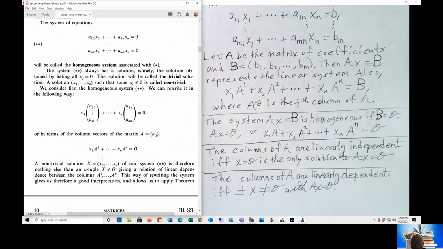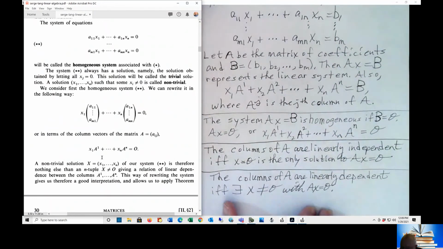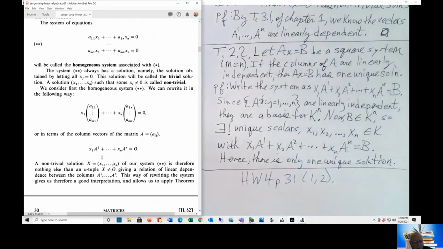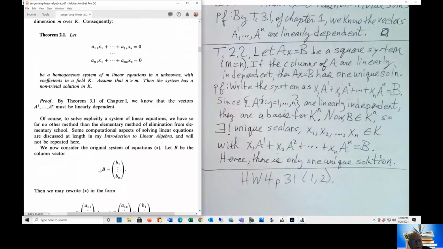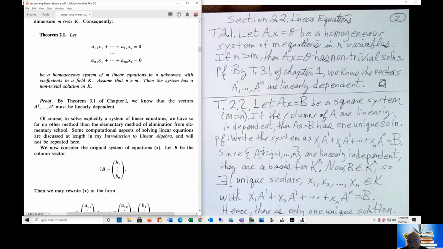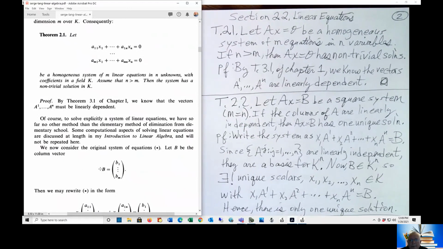only if the homogeneous linear system has one or more non-trivial solutions. That is, if and only if there exists a non-zero vector x with AX equal the 0 vector. And that's very important in proving theorems. Okay? And so we have theorem 2.1, which I simply state and look at a one-line proof.